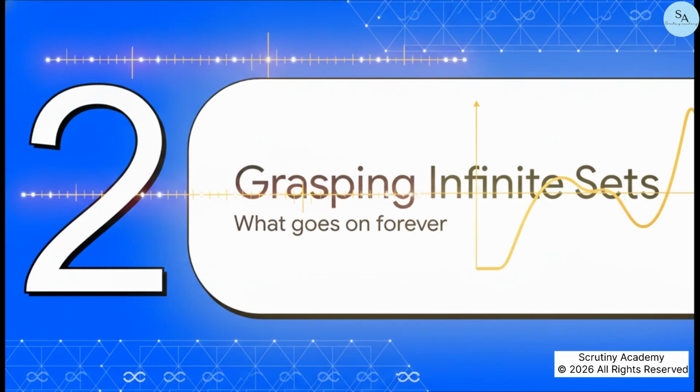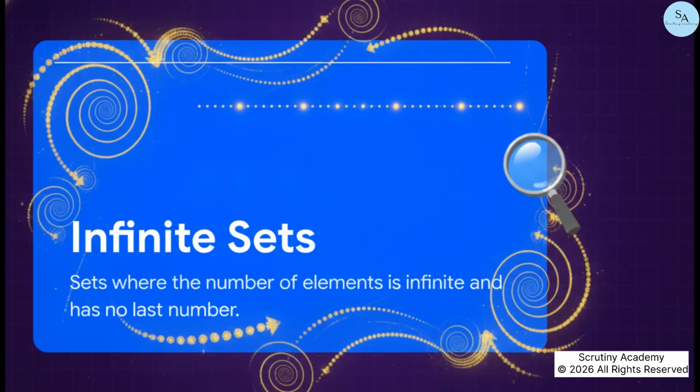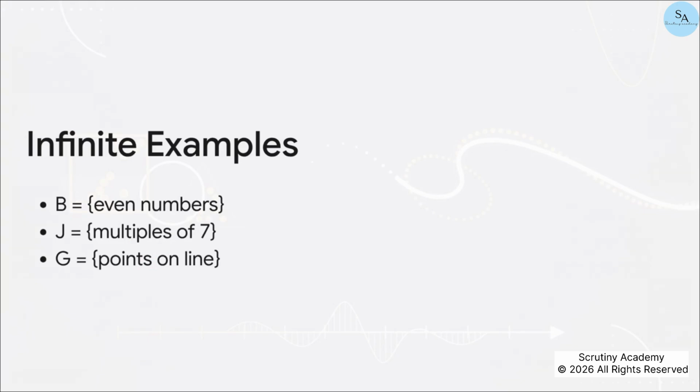Moving right along to Section 2, Grasping Infinite Sets. Now, an infinite set is exactly what it sounds like. It's a set where it is mathematically impossible to find out the last number. The number of elements is simply not finite. You could sit there and count until the end of time, and you know what? You would still be counting. Let's visualize these infinite sets with the source's exact examples.